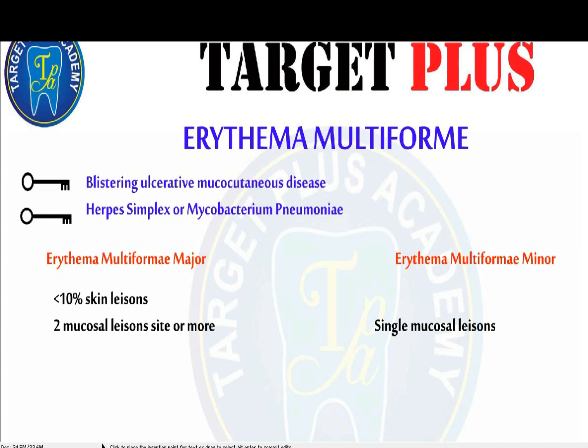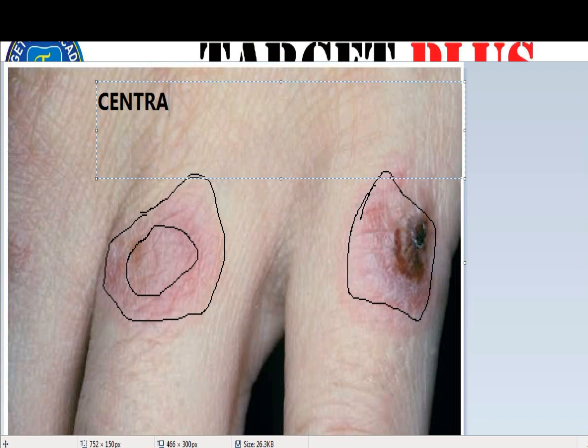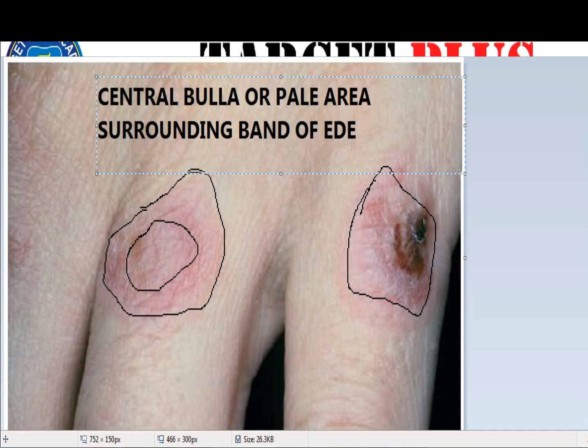It has a raised atypical target lesion on the skin involving less than 10% with minimal mucosal involvement, and they are present only on one side, whereas erythema multiforme major has at least two mucosal lesions that are typically involved. Now the target lesion is the characteristic feature of erythema multiforme. These are known as target or bull's eye lesions. Now what are these? They consist of a central bulla or pale clearing area that is surrounded by edema and a band of erythema.